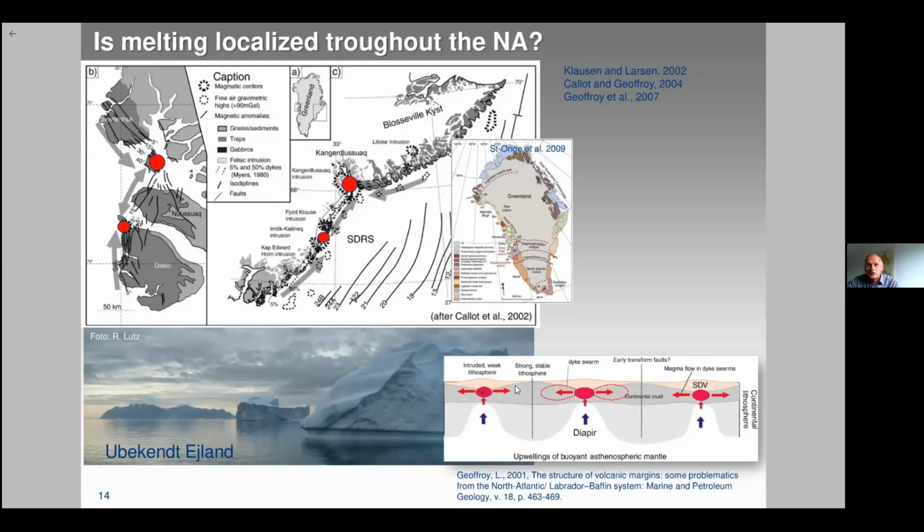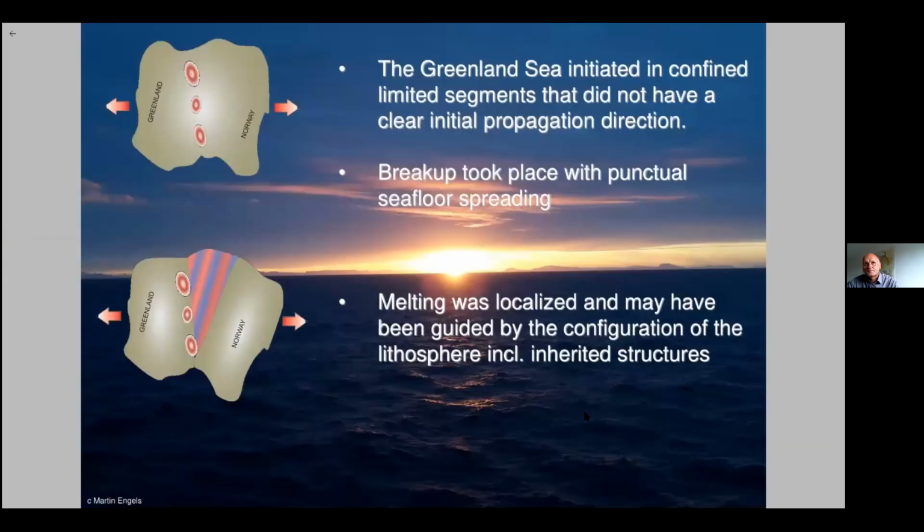And from my point of view, it could well be that this idea by Laurent Joffre of local points of weakness in the lithosphere or uplifts of the lithosphere are the origin for the individual SDR and volcanics that we find along the margin. They may be related to the rifting process itself, or maybe resulting from inherited structures.